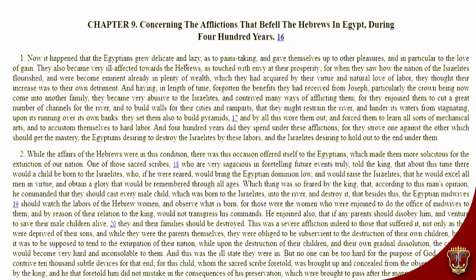Read on. This was a severe affliction indeed to those that suffered it, not only as they were deprived of their sons, and while they were the parents themselves, they were obliged to be subservient to the destruction of their own children.